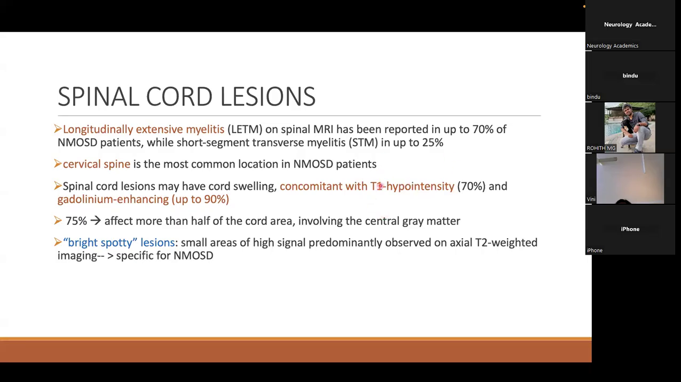MOG can also present with LETM. So here 70% of the patients can have T1 hypointensity, and in around 90% of patients there will be gadolinium enhancement in MRI. In around 75% of patients, more than half of the cord area in the axial section will be involved, and mainly it will be a central lesion involving the central gray matter. And in T2 weighted sequence, we can look for this bright spotty lesion, which is specific for NMOSD, that is, a high signal will be seen.